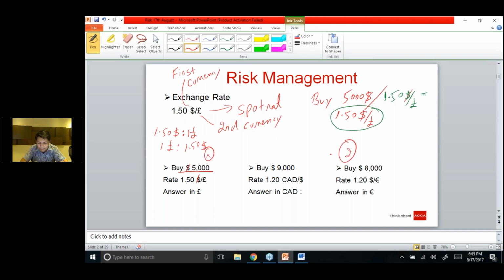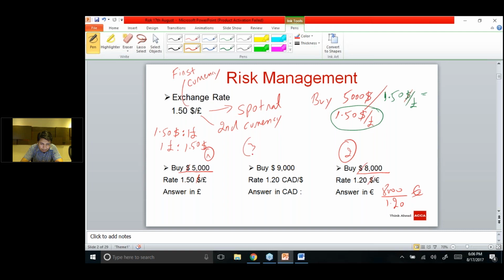Now let's suppose this is the second example. You want to buy $8,000 and the exchange rate is $1.2 over euro. So what you are going to do here is divide the transaction amount by the exchange rate. So dollar and dollar will be cancelled out and the denominator, the euro, will become the new numerator and the answer will be in euros. So the answer will be 8,000 over 1.2, in euros.